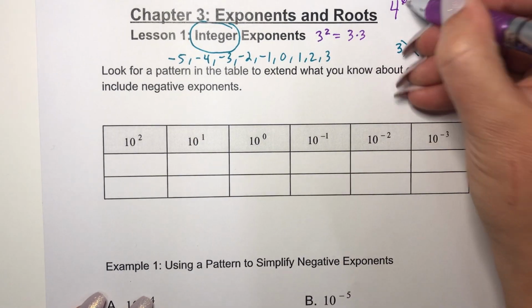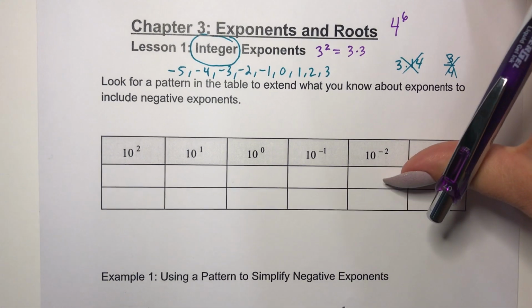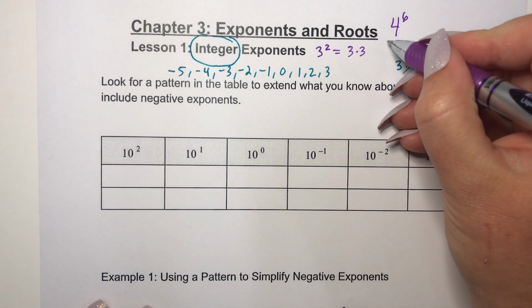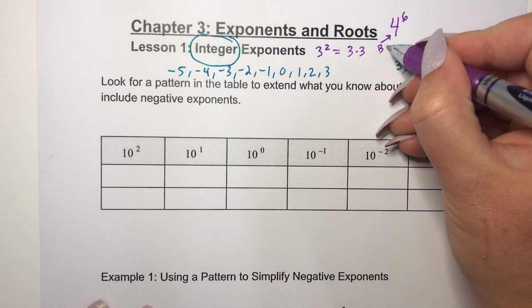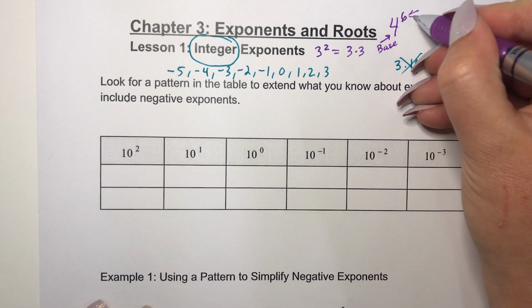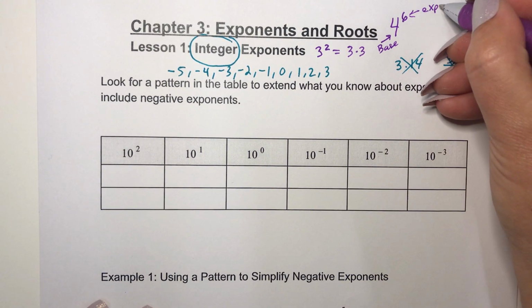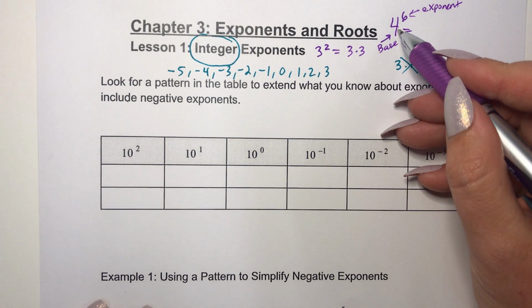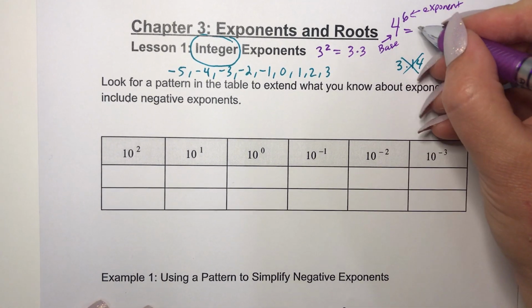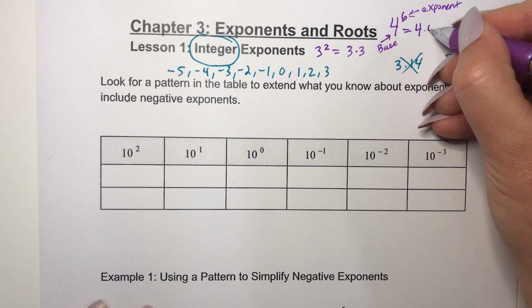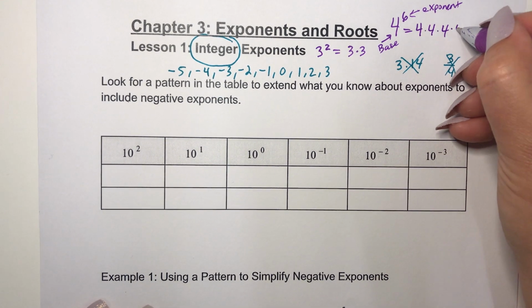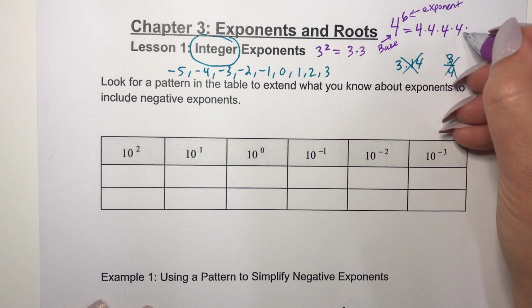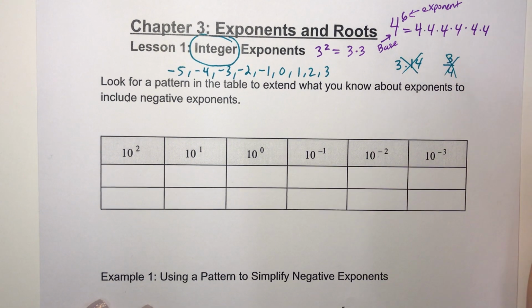How about 4 to the 6? Okay, let's look at that one. 4 is the base, and 6 is the exponent. So what this means is that 4 is multiplied by itself 6 times. So 4 to the 6th power is the same thing as 4 times 4 times 4 times 4 times 4 times 4, which ends up being a really big number.